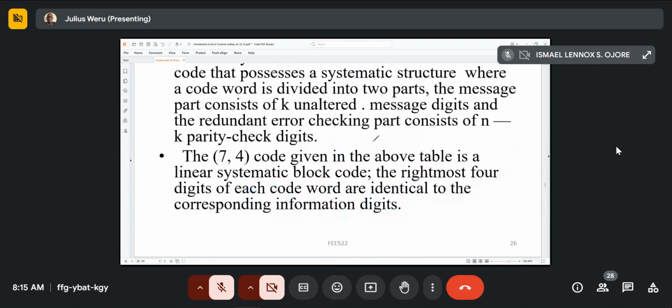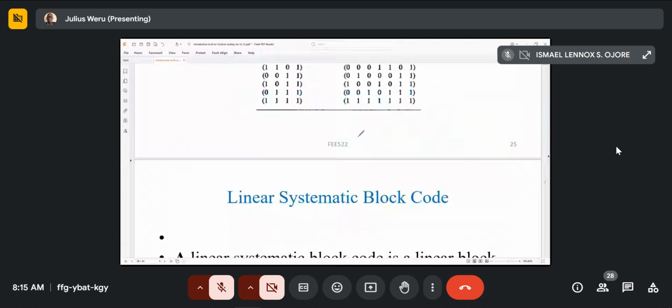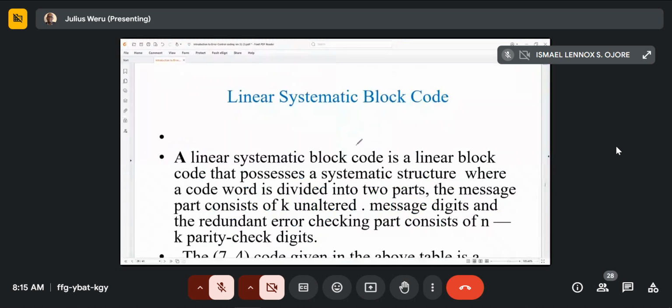So let's do the particular example. I think some of these.